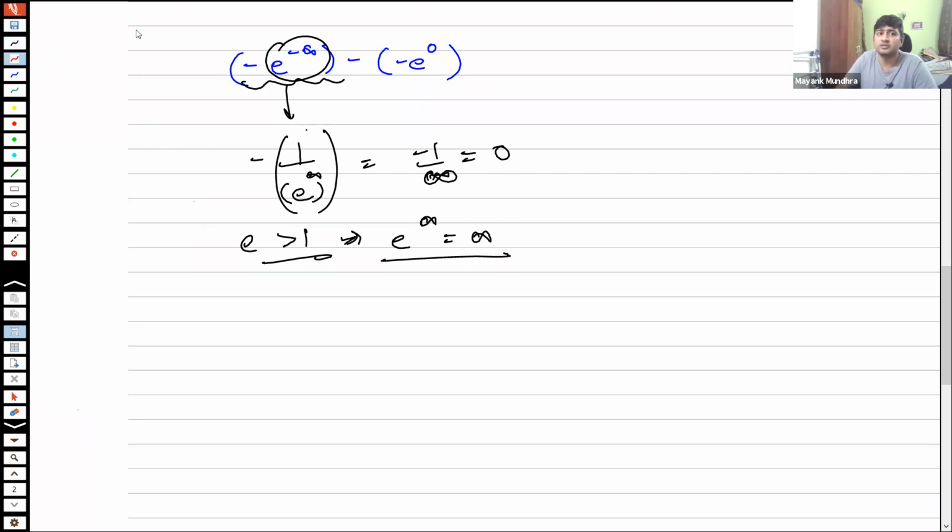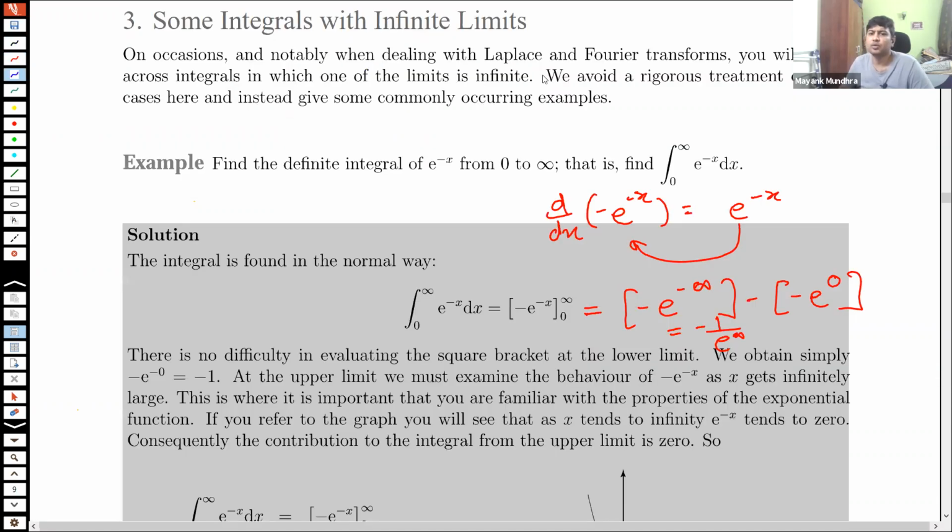So this thing becomes 0 minus negative of e to power 0. Anything to the power 0 is 1. So 0 minus minus 1 is going to be equal to 1. So sometimes limits could be infinity. In such situations, you might have to calculate limits also.